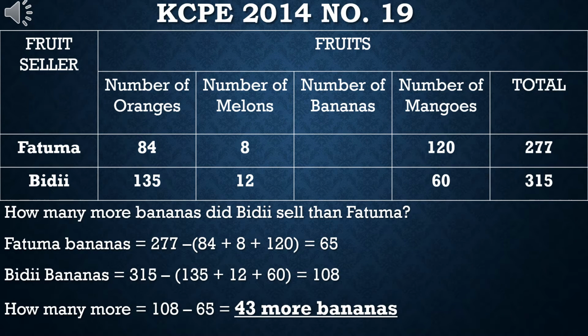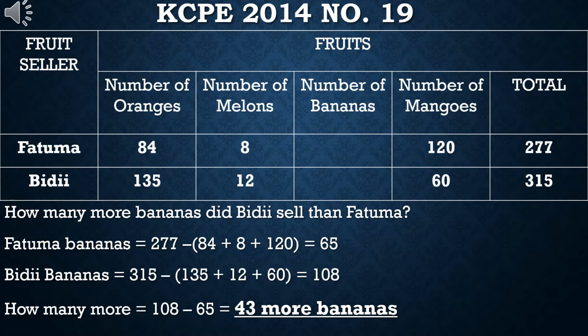The table below shows the number of fruits sold by Fatuma and Bidi on a certain day. The number of bananas sold by Fatuma and Bidi has not been shown. So looking at this table, we have the fruit seller, who is Fatuma and Bidi, and then we have the number of oranges for Fatuma, we have 84, and Bidi 135. Number of melons for Fatuma 8 and Bidi 12.